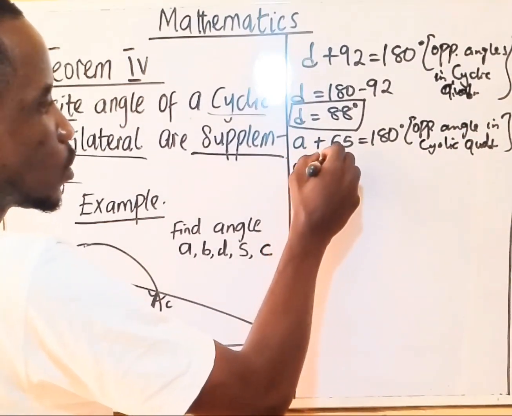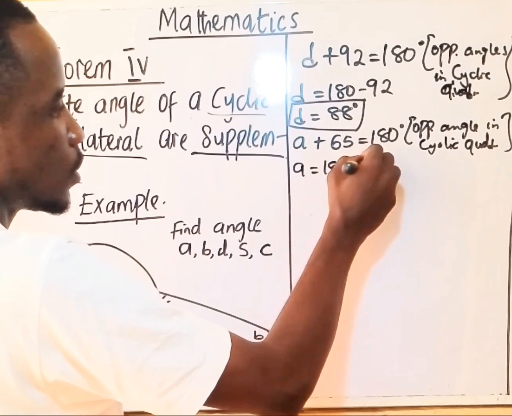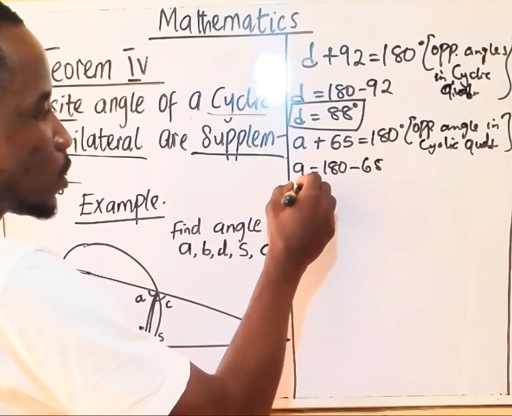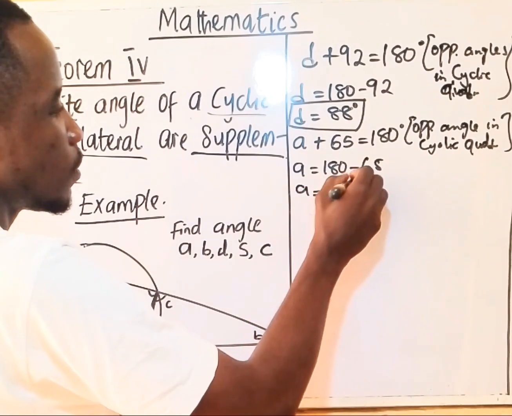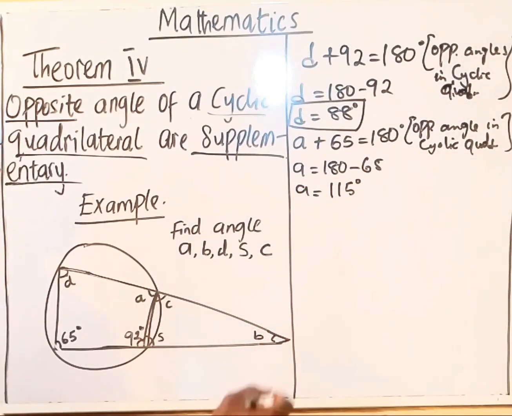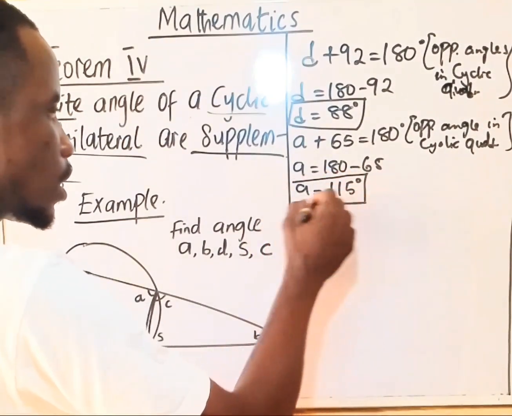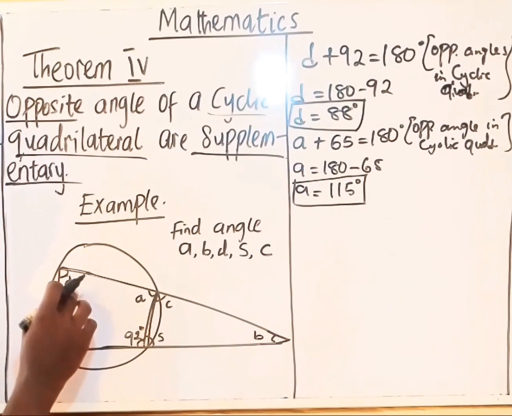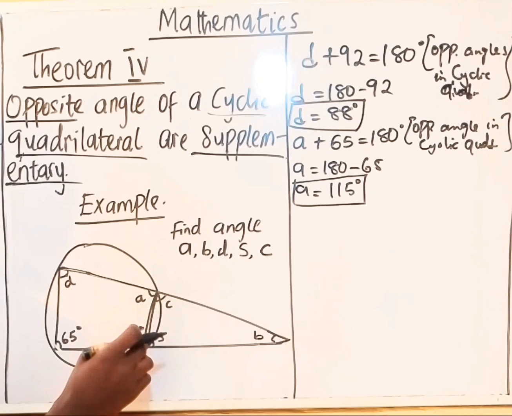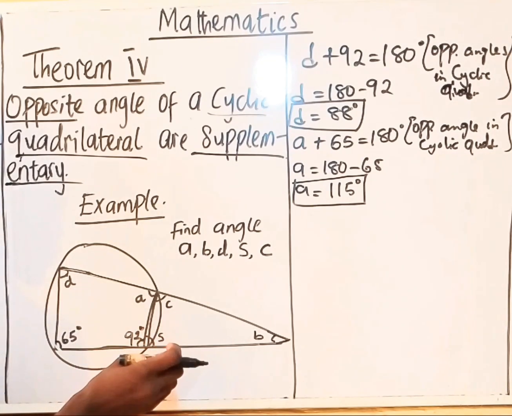So I have that A equals 180 minus 65. So A will be equal to 180 minus 65, which is 115 degrees. So I've gotten my value of A. I'm getting the value of D using opposite angles of a cyclic quadrilateral are supplementary.